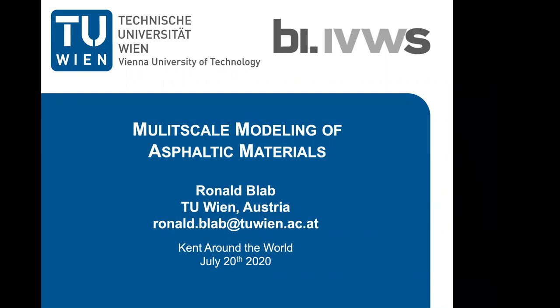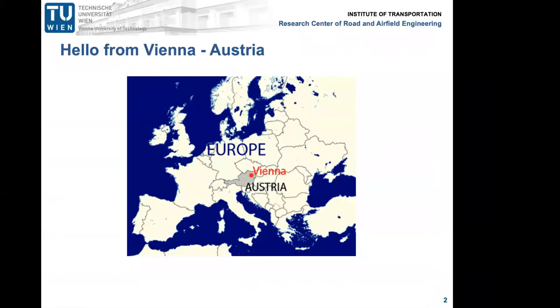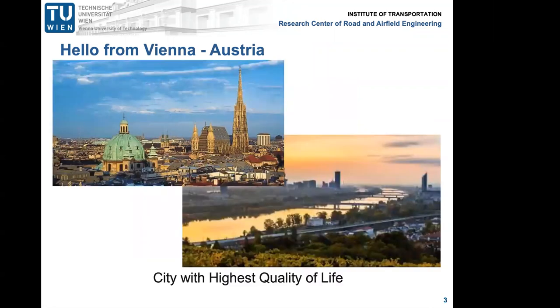I was invited to talk today about the multiscale modeling of asphaltic materials, a topic which we have been working on for 10-15 years now in my research team. But before I start with my presentation itself, I want to introduce myself a little bit, and probably you wonder where the hell is Vienna and where is Austria. So here is a map of Europe, and Vienna is right in the middle, in the heart of Europe. Austria is a small country in the southeast of Germany, and we actually speak German here in Austria. So this is Vienna.